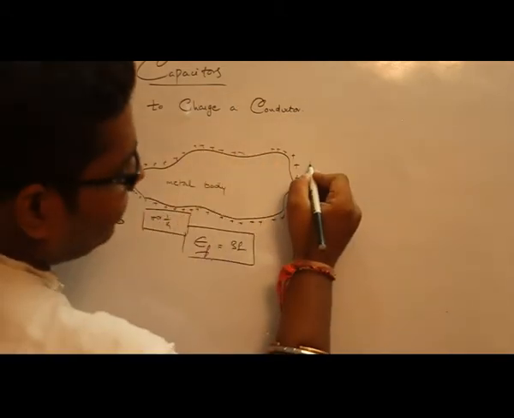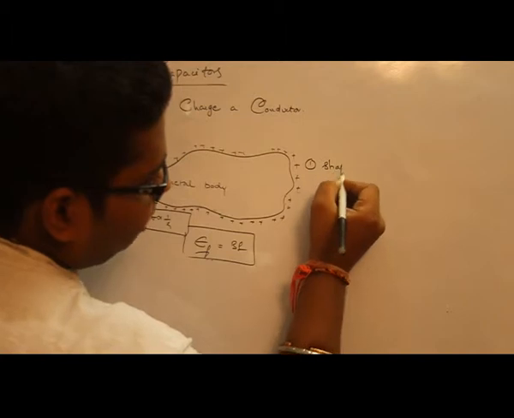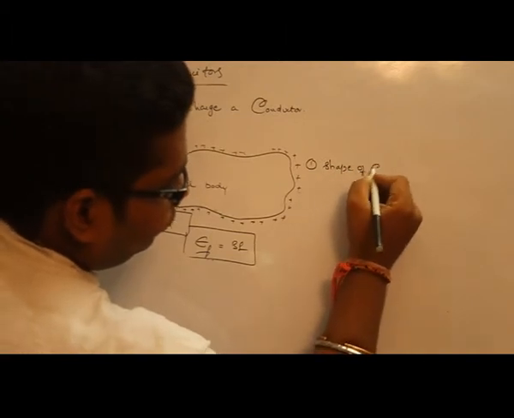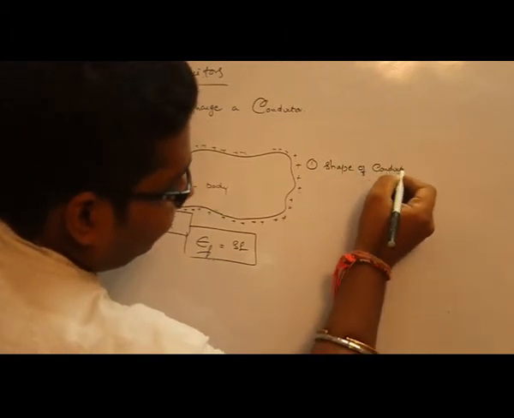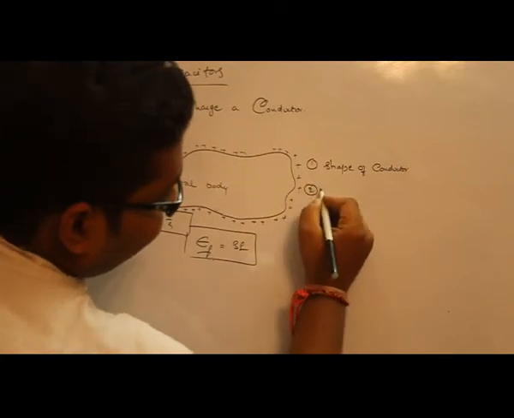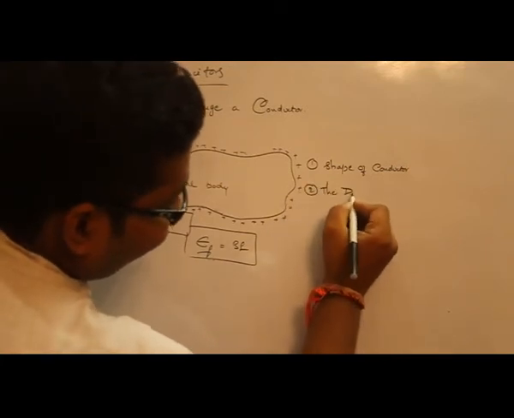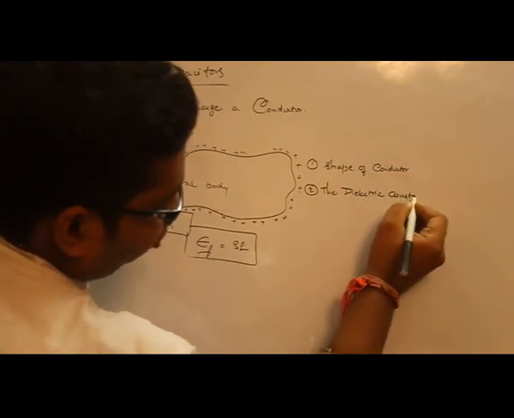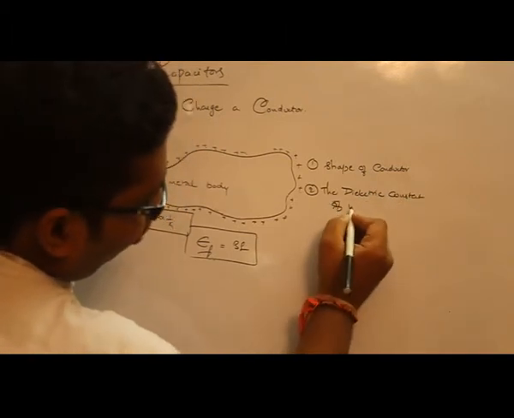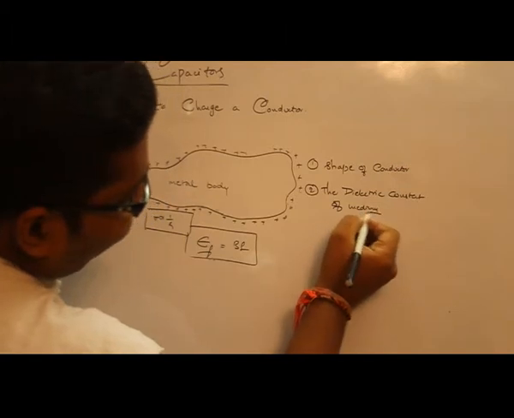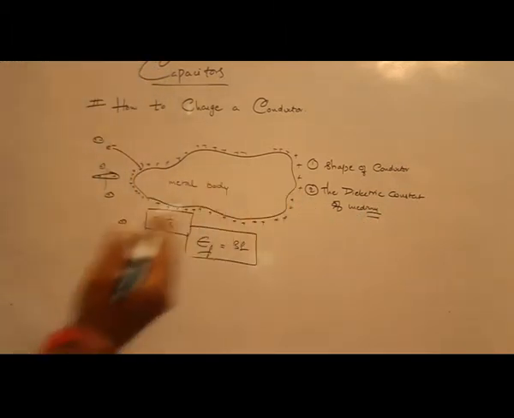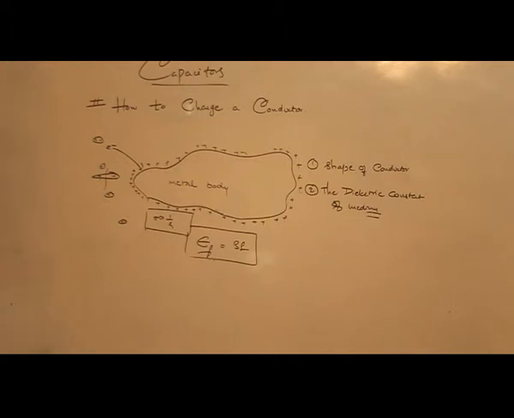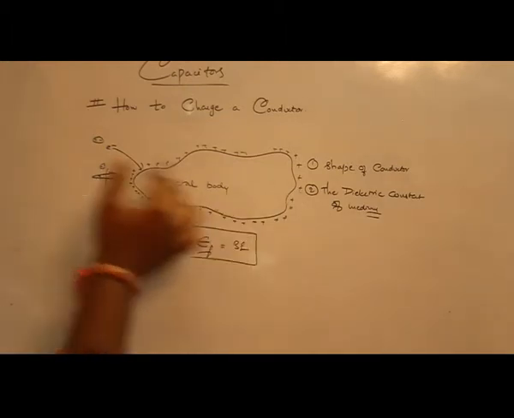and the other is the dielectric constant of the medium. How will both of these, the shape of the conductor and the dielectric constant of the medium, show their effect on the metal body?